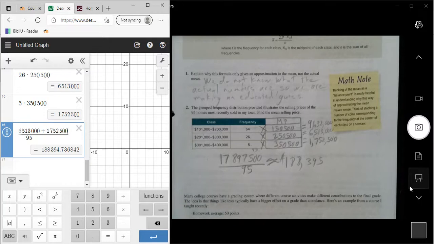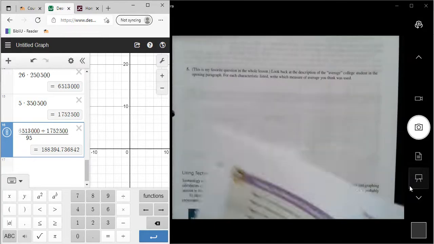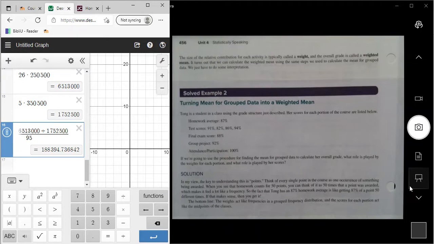Now it says here, many college courses have a grading system where different course activities make different contributions to the final grade. The idea is that things like tests typically have a bigger effect on a grade than attendance. Here's an example from a course I taught recently. They give all the weights here. Say homework is 50, four tests is 30 points each, final exam is 50 points, group project is 20 points, and attendance participation is 10 points. Okay, so now it says the size of the relative contribution for each activity is typically called a weight, and the overall grade is called a weighted mean. It turns out that we can calculate the weighted mean using the same steps we use to calculate the mean for group data. We just have to do some interpretation.